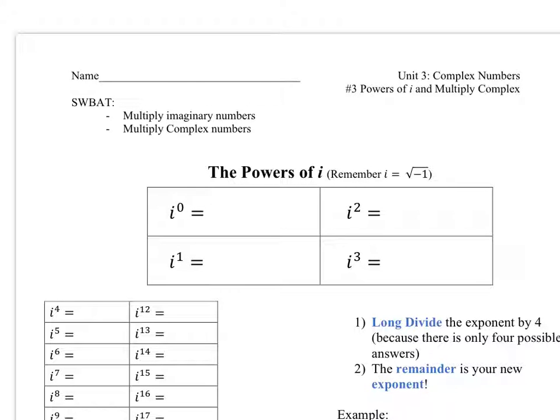The final segment of complex numbers: powers of i and multiplying, or in general just operations with complex numbers. So the first thing you have to know is what happens when you multiply i. What you have to remember is that i is the square root of -1.